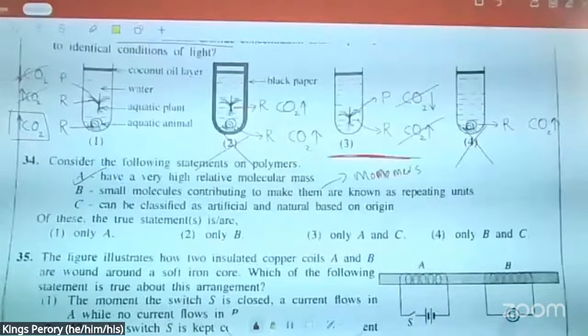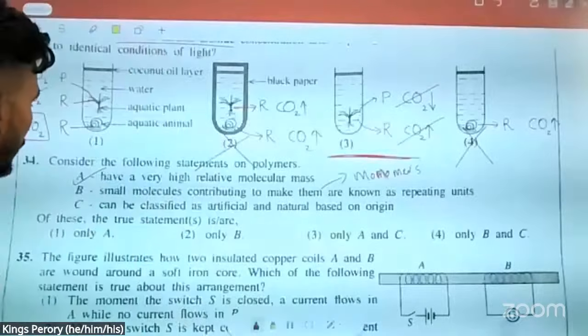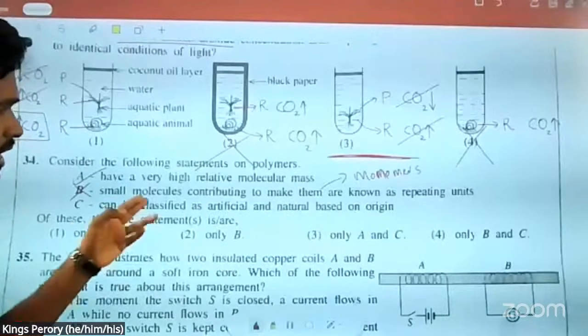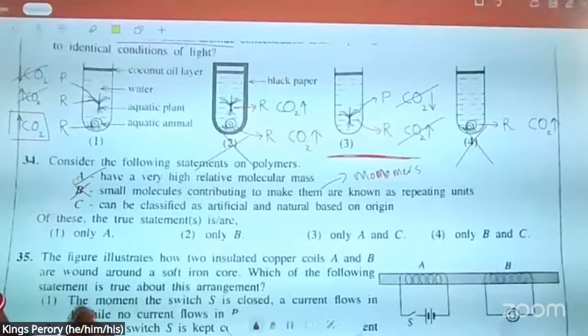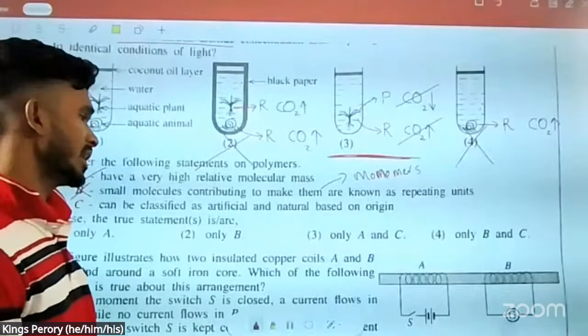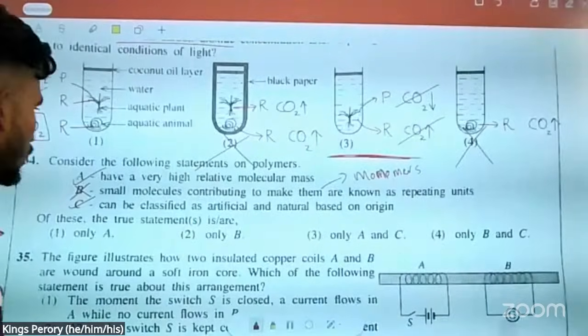But what is given here? Small molecules contributing to make them are called a repeating unit. The small molecules contributing to make them are monomers, not the repeating unit. The second one is wrong. C: They can be classified as artificial and natural based on origin. That is correct. A and C are true. Can you answer?